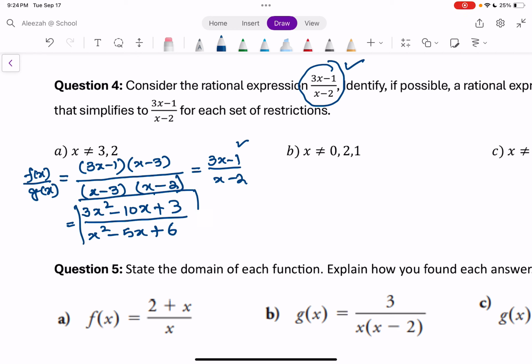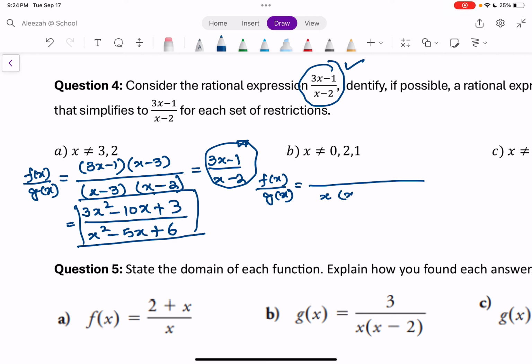So this is the expression. When I simplify that, I get this, right? But the restrictions are x is not equal to 3 and x is not equal to 2. Same is the case for b. Here we have three restrictions. So when I write my function f of x divided by g of x, in the denominator I must have x minus 2 and x minus 1.